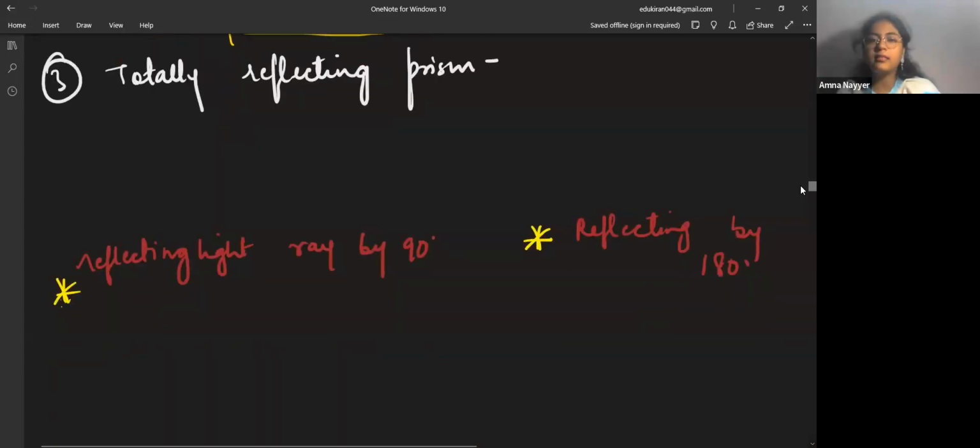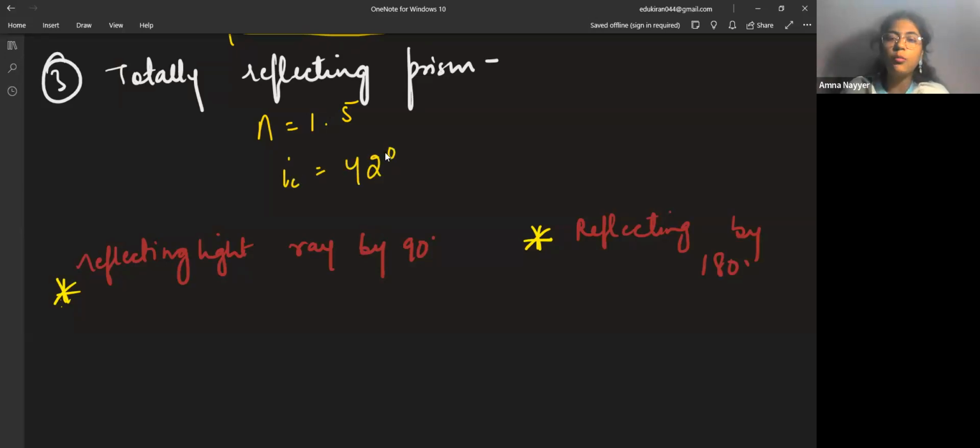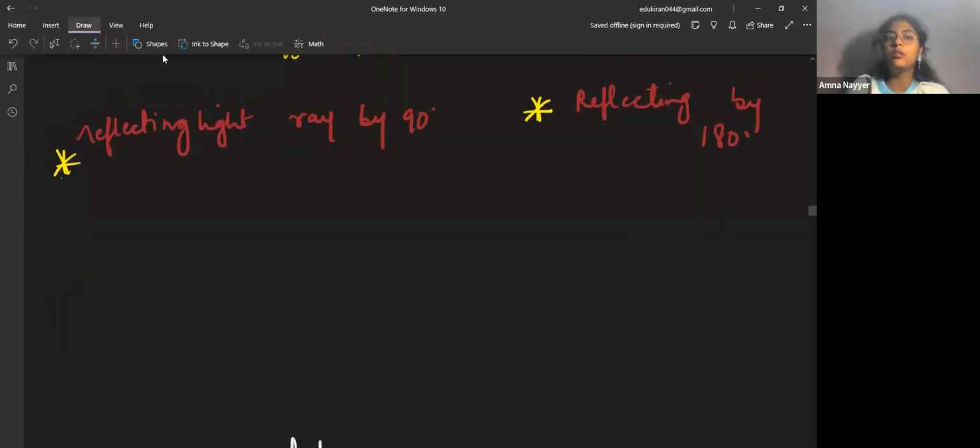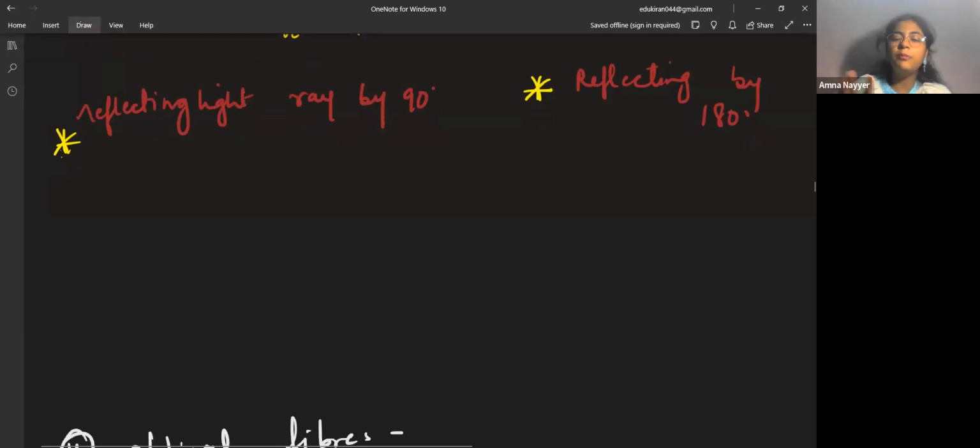Totally reflecting prism. For a prism, the refractive index is 1.5. Glass prisms are 1.5, and the critical angle for prisms is 42 degrees, when we have a normal simple prism. This is found using sine inverse of 1 by 1.5. You will get this value, remember this value. Now, how the reflection of light rays occurs, this part can be asked to you separately to draw. TIR is important in itself.